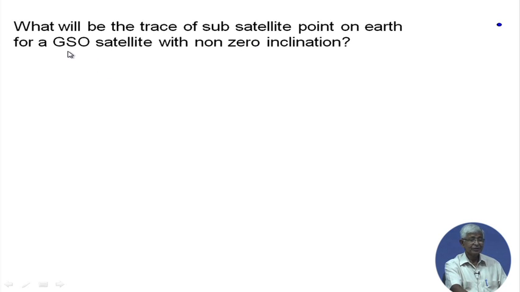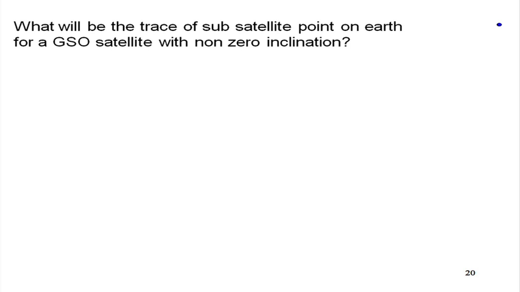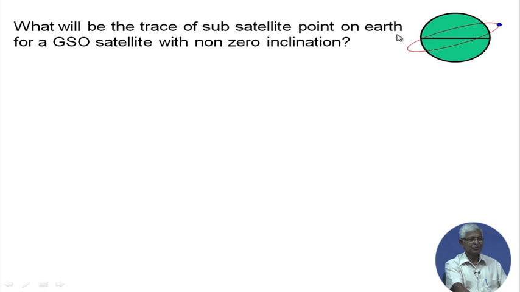Now, what will be the trace of the sub-satellite point on Earth for a GSO, a geosynchronous orbit satellite with non-zero inclination? We have seen that when sidereal time and satellite orbital period are the same, it becomes geosynchronous. But if it has an inclination, it is not geostationary, so its sub-satellite point will be moving. It is like this Earth, and this is the equatorial plane, and the orbital plane makes some non-zero inclination. Then the Earth is revolving. How will the sub-satellite point move?